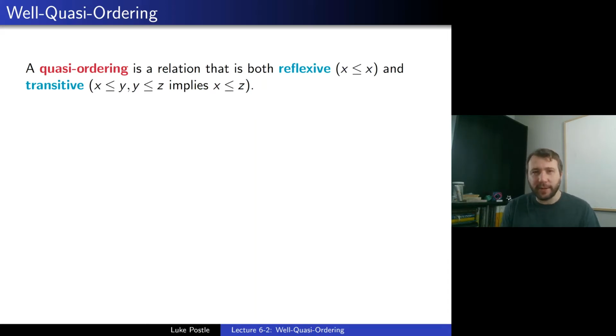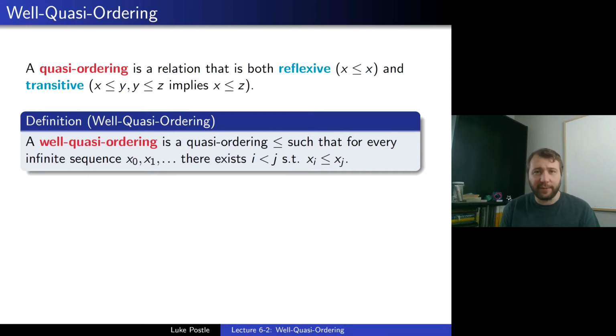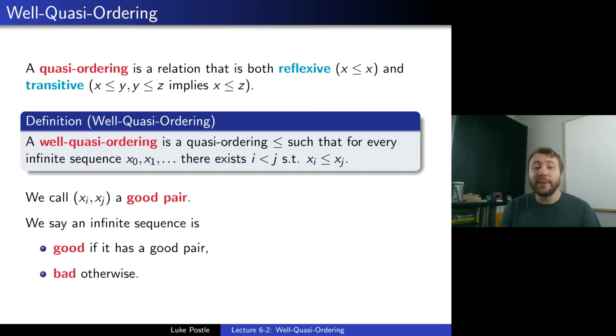What is a well-quasi-ordering? Well, it's a quasi-ordering with an additional property about infinite sequences. Namely, here's the definition: a well-quasi-ordering is a quasi-ordering such that for every infinite sequence x0, x1, off to infinity, there exist i less than j such that xi is at most xj. So in any infinite sequence, there are always at least two elements that are related. We call xi, xj a good pair. And then we say an infinite sequence is good if it has a good pair and bad otherwise. In that language, a well-quasi-ordering just means that every infinite sequence is good.